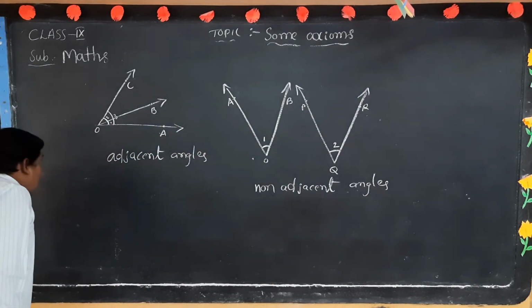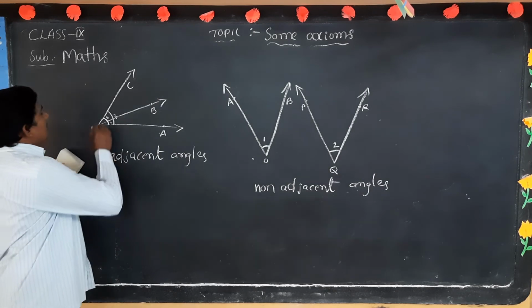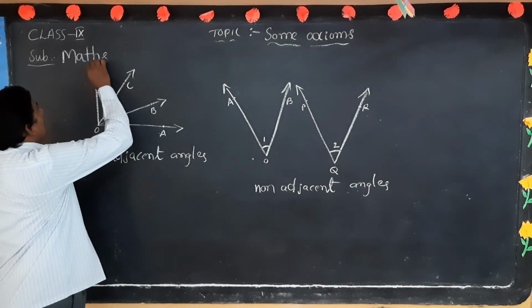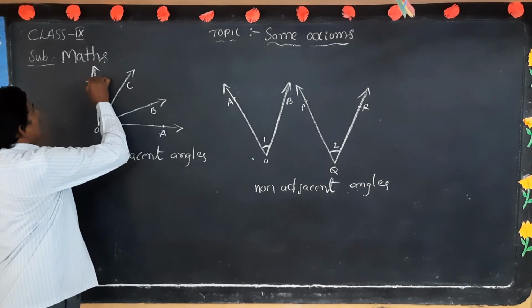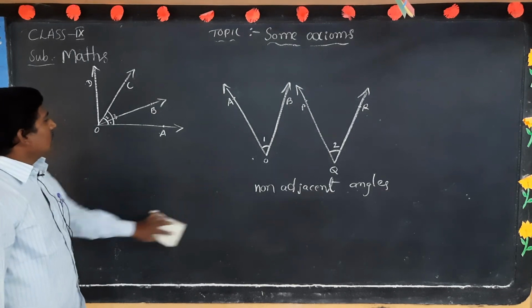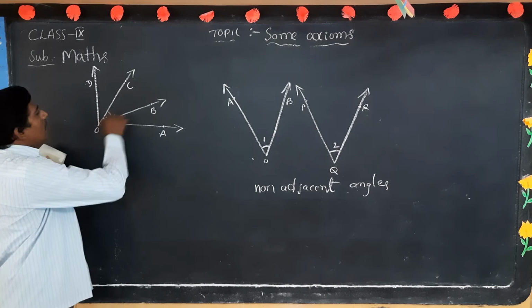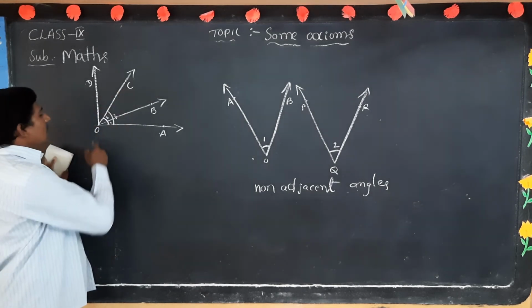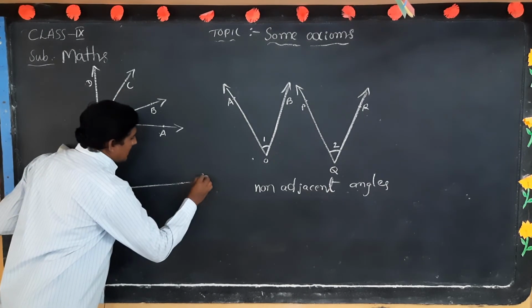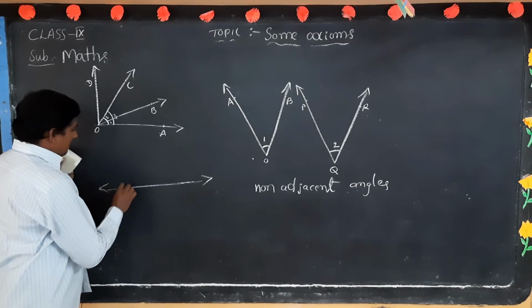These are adjacent, these are non-adjacent. Say for example, here is one more ray, this is the OD ray. Are these adjacent or not? Adjacent only. Why? Here OB and OC are common arms, and O is the common point.